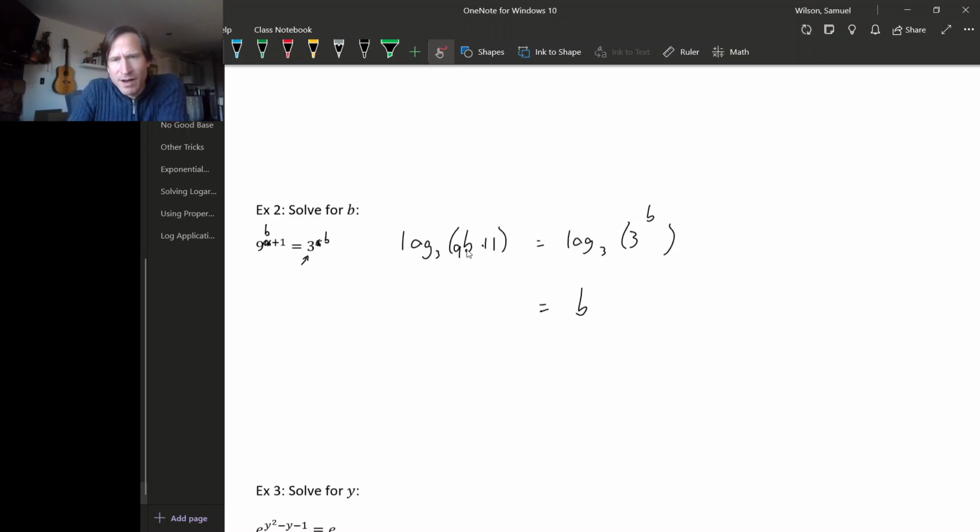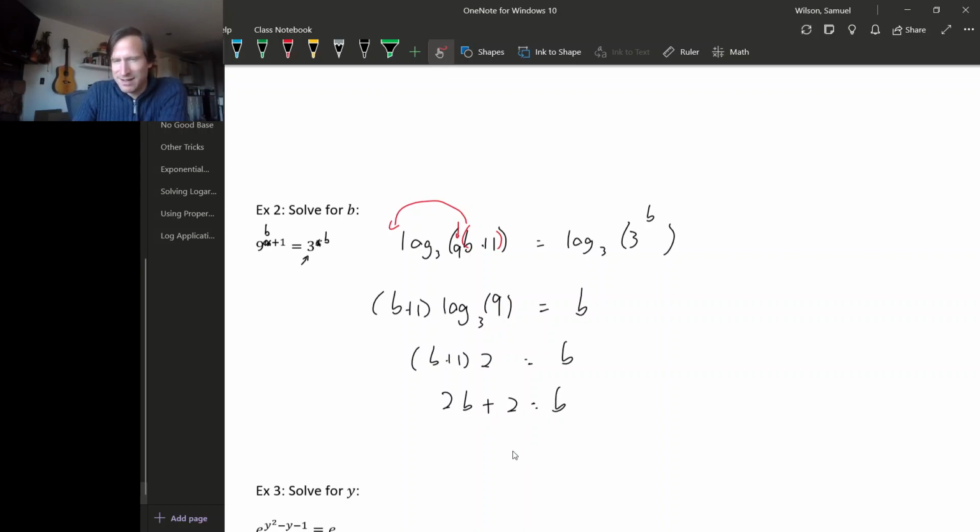9 to the b plus 1, well, remember, one of the properties of logarithms is when you have something to a power inside of your logarithm, you can move that power down in front. So this left-hand side is b plus 1 times log base 3 of 9. But log base 3 of 9, right, 9 is 3 squared, so log base 3 of 9 is just 2. So we get (b plus 1) times 2 equals b. And now we can solve this in the usual way. So 2b plus 2 equals b, and then that gives us b equals minus 2.